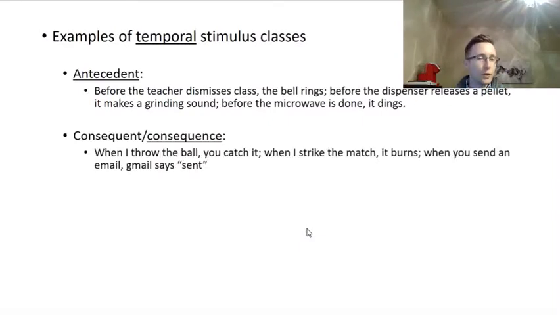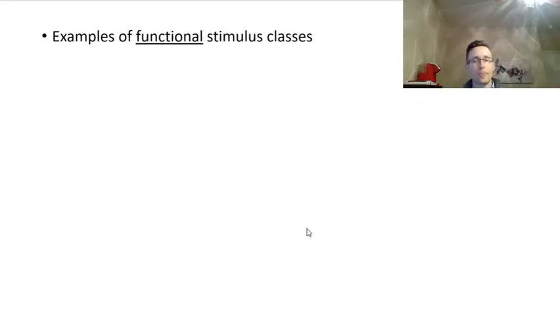Consequent, or consequence. So when I throw the ball, you catch it. When I strike the match, it burns. When you send an email, Gmail says sent. So the sent, the burning match, and you catching the ball when I throw it, those are consequences for the behavior of throwing the ball, striking the match, or sending an email. Those are temporal stimulus classes.